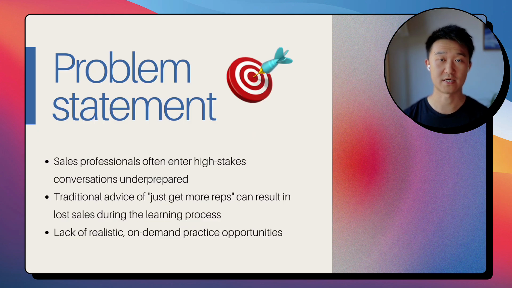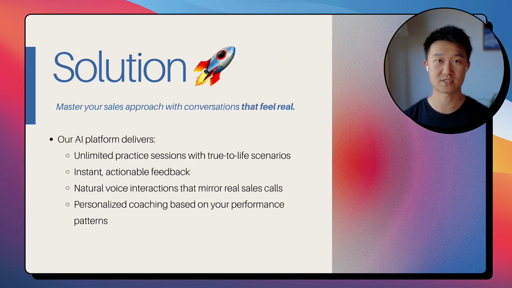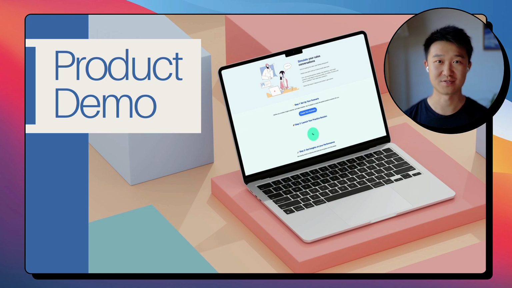So the problem that Lorenzo and I identified is that often when sales professionals go into new companies and start doing their first sales pitches, they don't really get sufficient training and experience beforehand. And what this leads to is that they're entering these high stakes conversations underprepared, and this leads to lost sales. And so we found an opportunity to use VAPI's AI voice agents to simulate these sales conversations and provide a realistic experience so that these sales professionals can get the reps in and come to these sales calls much better prepared. And so, without further ado, let's go on to the product demo.